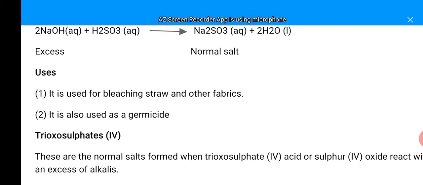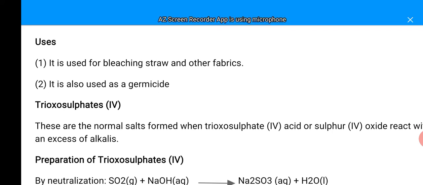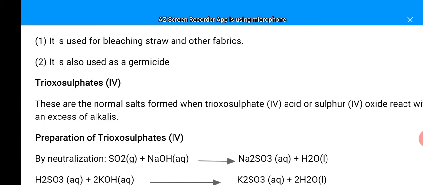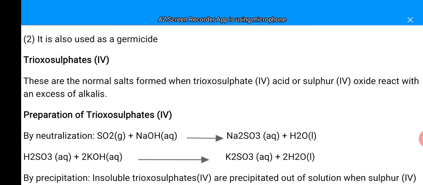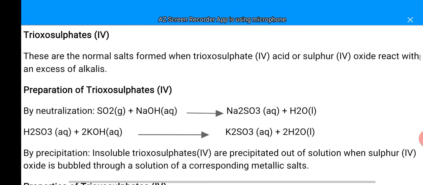Now, another compound, trioxosulfate 4. These are the normal salts formed when trioxosulfate 4 acid or sulfur 4 oxide reacts with an excess of alkalis. How are they prepared? These salts can be prepared by neutralization.